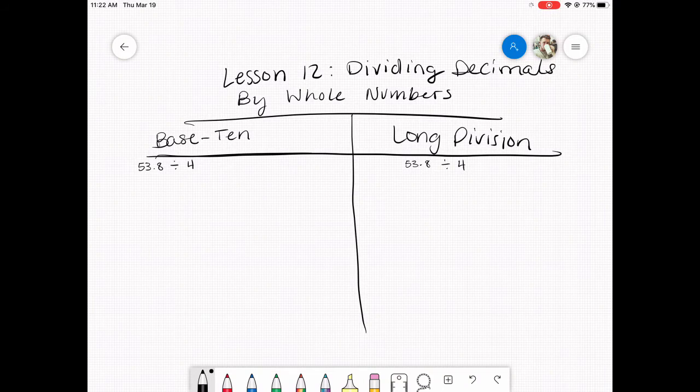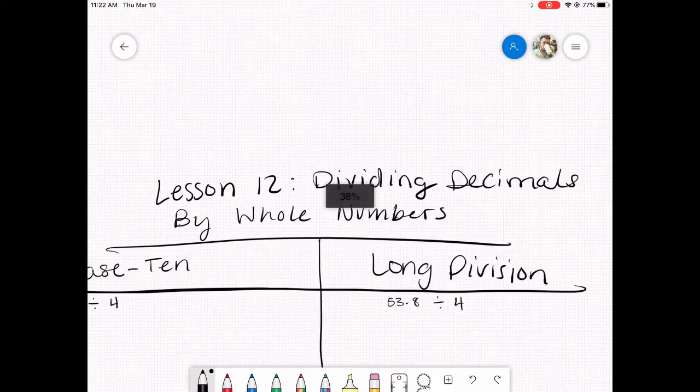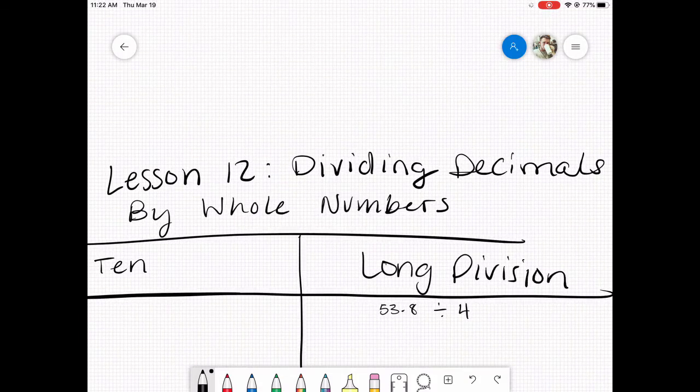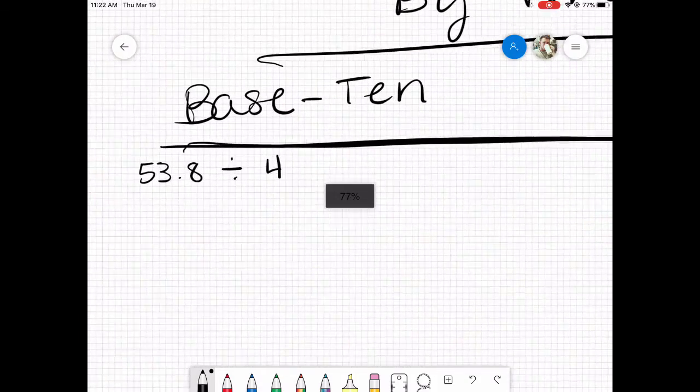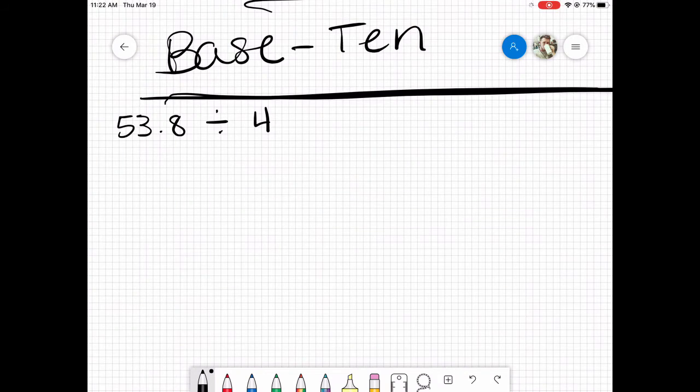Hey guys, this is Mr. Brown trying a different method today. This is lesson 12, dividing decimals by whole numbers. So we have two methods. The first method is our base 10 method.